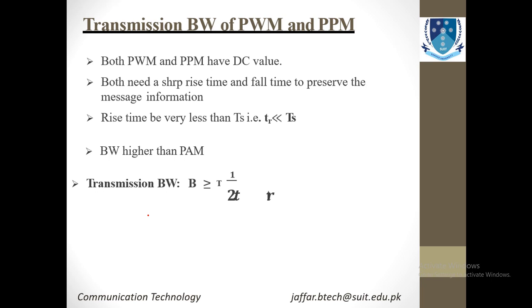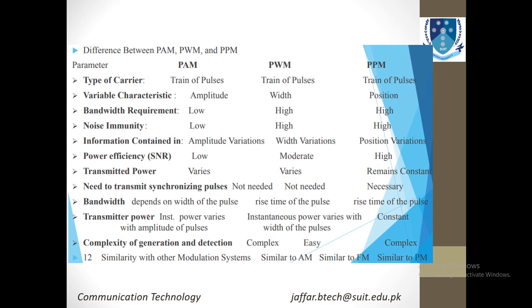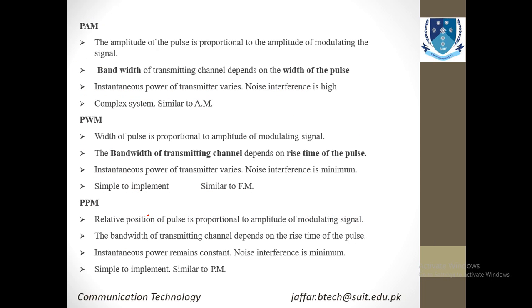Let's talk about the transmission bandwidth of PWM and PPM. Both have a DC value, and both need a sharp rise time and fall time to preserve the message information. The rise time must be very much less than the transmission period, that is Ts, and the bandwidth is higher than this. We will discuss that in the next slide, when we come to it, you will see.